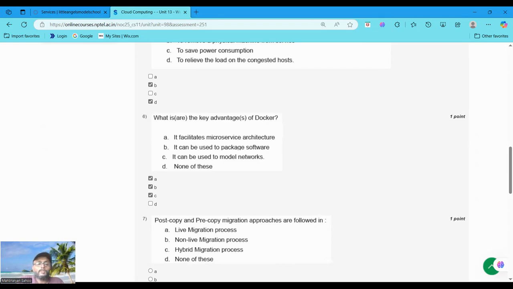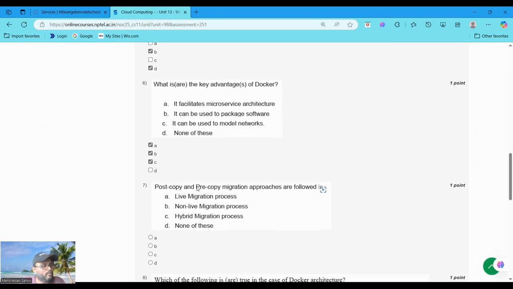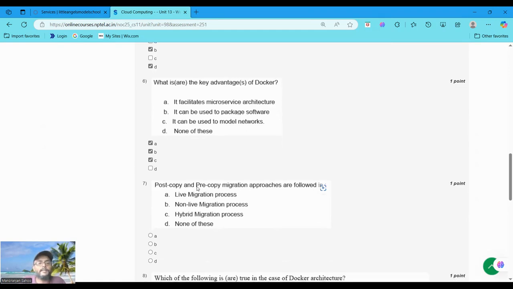Networking model is a technical capability but not a core advantage compared to alternatives like Kubernetes and SDNs. So here we opt for question number 6, options A, B and C. Now moving to question number 7.